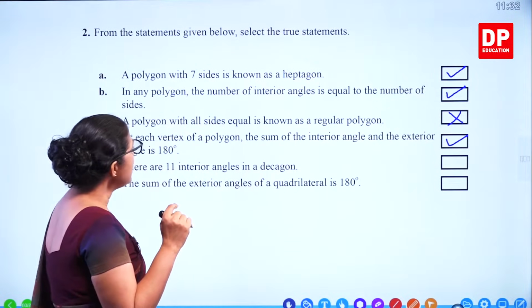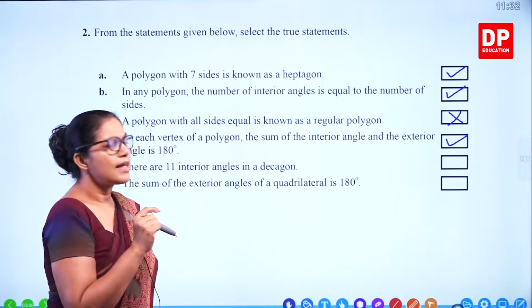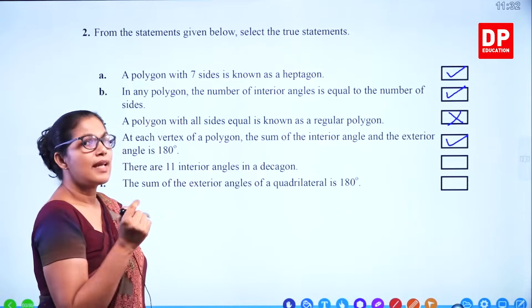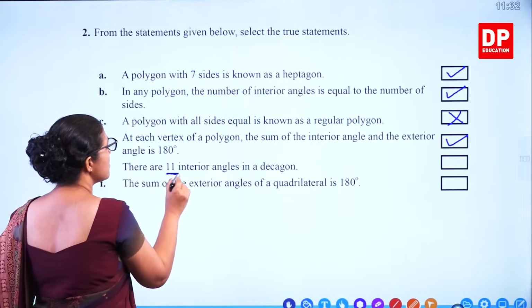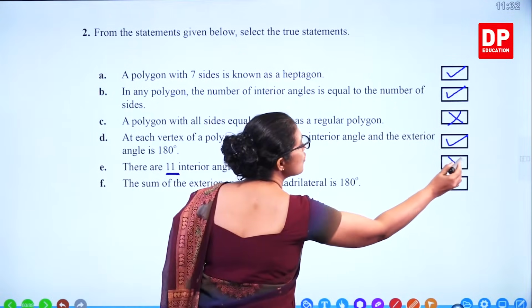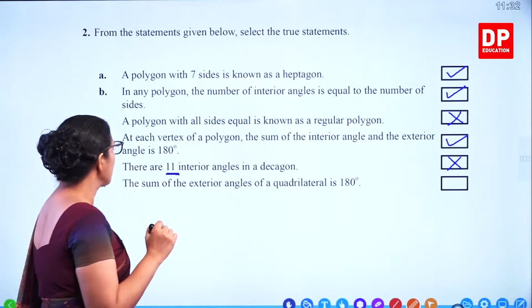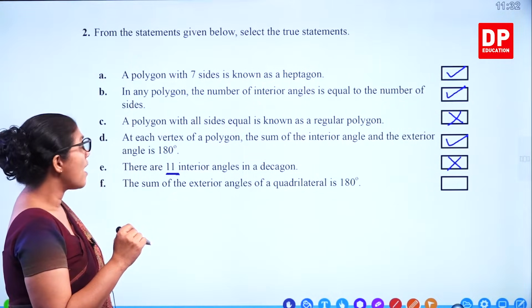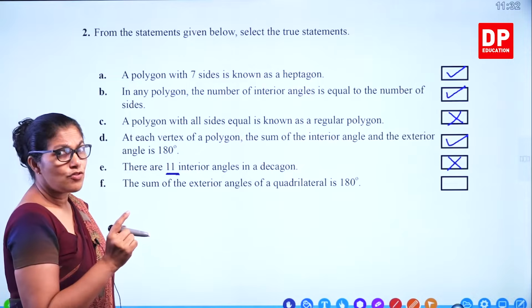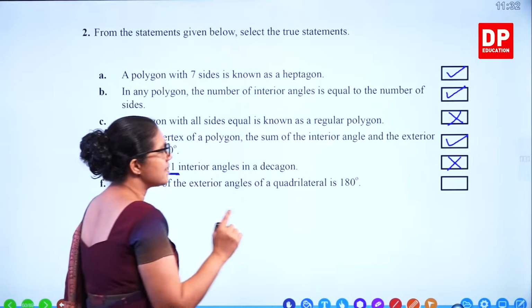There are 11 interior angles in a decagon. Decagon means a 10-sided polygon, so this is not 11. That should be 10. That's wrong. The sum of the exterior angles of a quadrilateral is 180. That's wrong. It is 360.